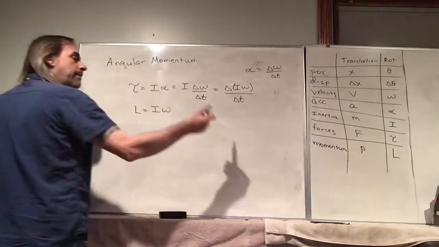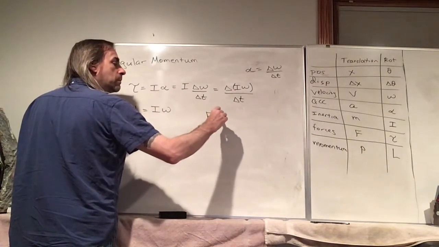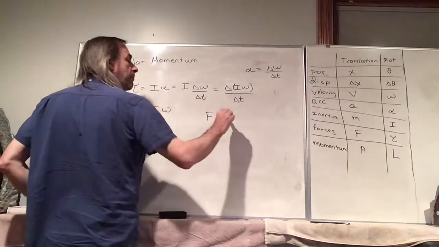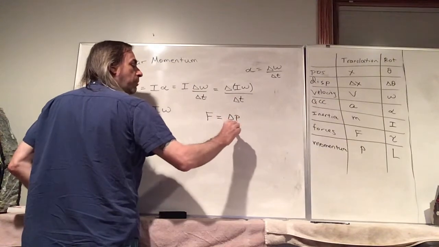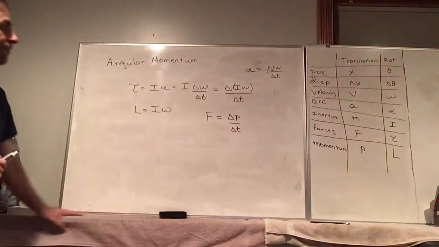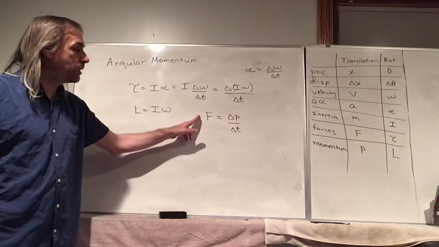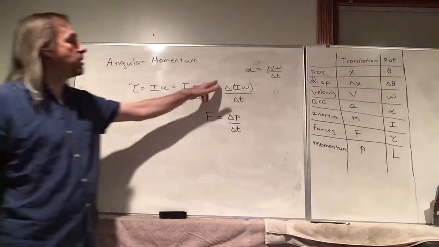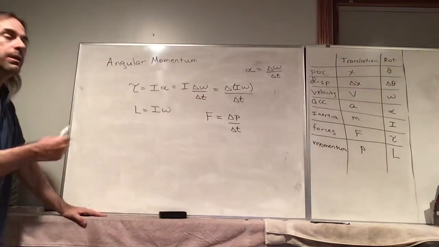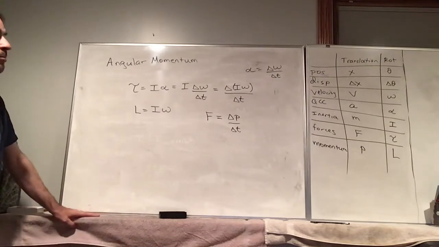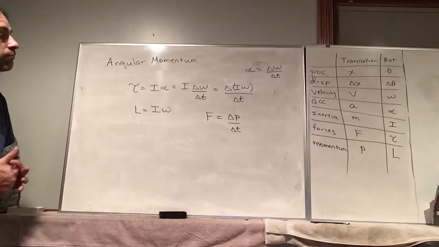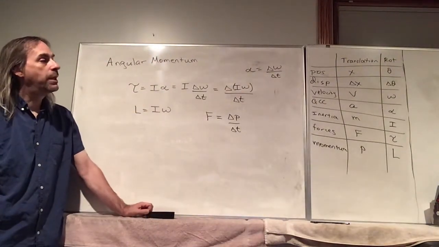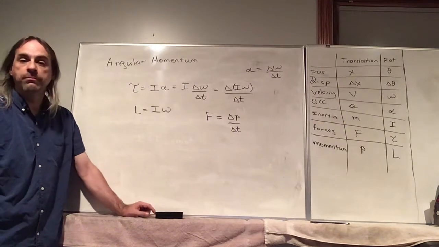And remember the different version of Newton's second law, the one Newton himself used. Force is equal to the rate of change of momentum with time. Again, if we replace force with torque and momentum with angular momentum, we get this equation. Torque equals delta L over delta t. So for momentum and angular momentum, we have that same relationship between the translational and rotational variables.